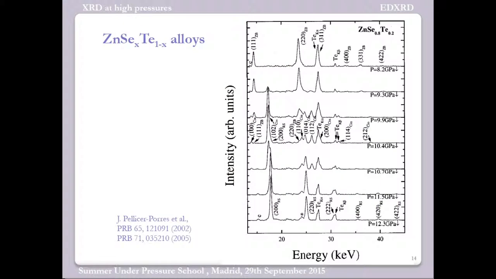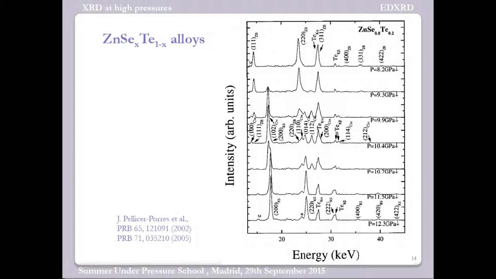This is an example of energy dispersive X-ray diffraction spectra corresponding to this alloy. We see at the highest pressure that the sample has the rock salt structure, and in this direction pressure is decreased, and at this end we have a zinc-blende structure. In the intermediate region we have an additional phase, which is called cinnabar.